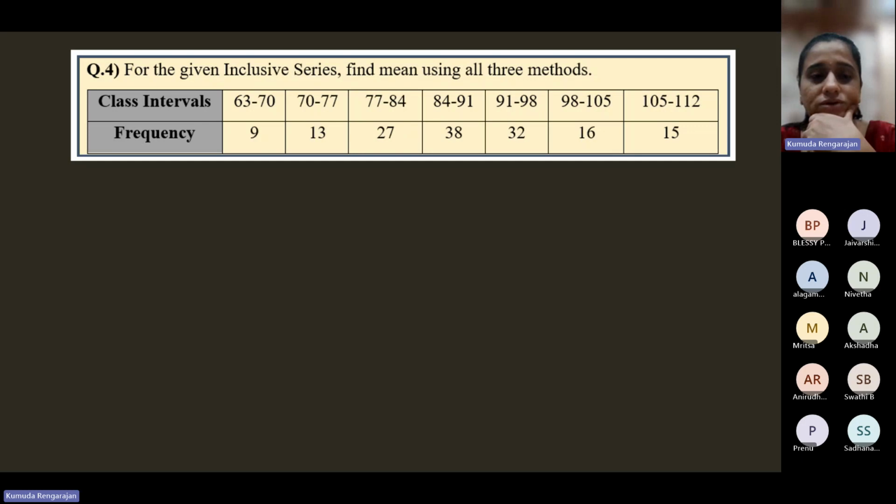So you should write out these two columns, class intervals and fi. Then you should create the xi column. You should find the mid values of the class intervals. Then for the direct method, find fi xi, then use the formula. For the assumed mean method, find di, then fi di.